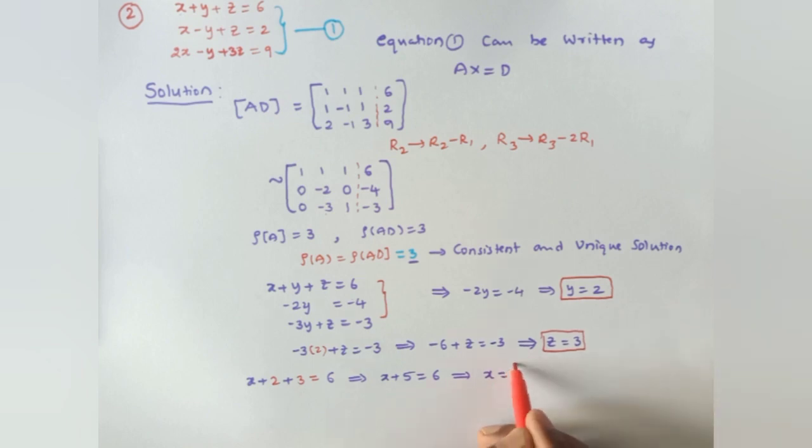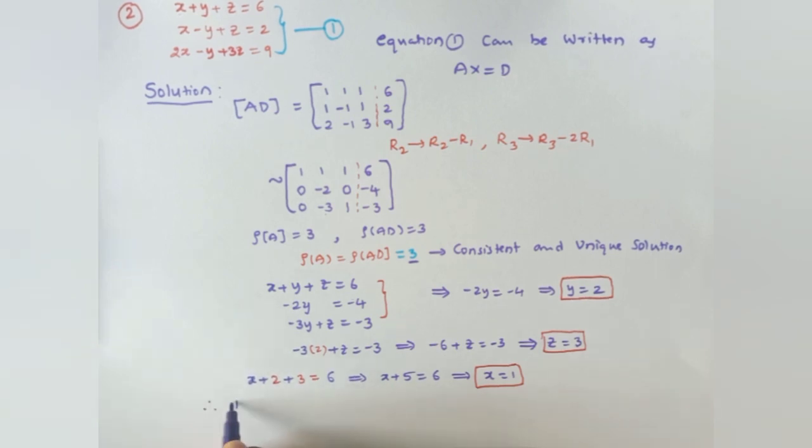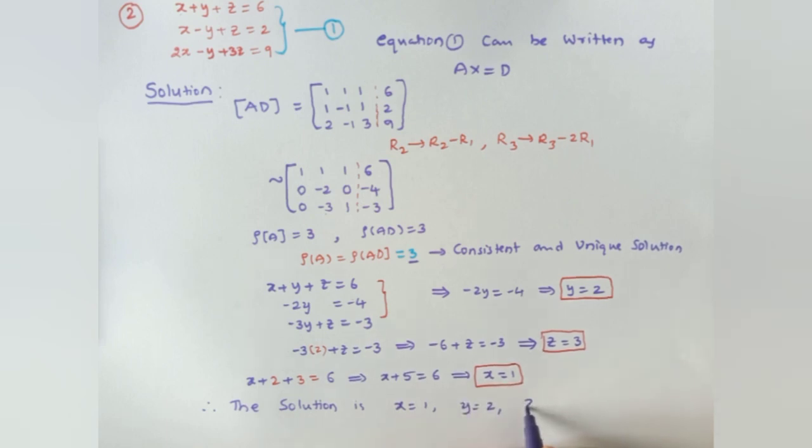So therefore the values of x, y, z. Therefore the solution is x equals 1, y equals 2, and z equals 3. So this is the unique solution for the given system.